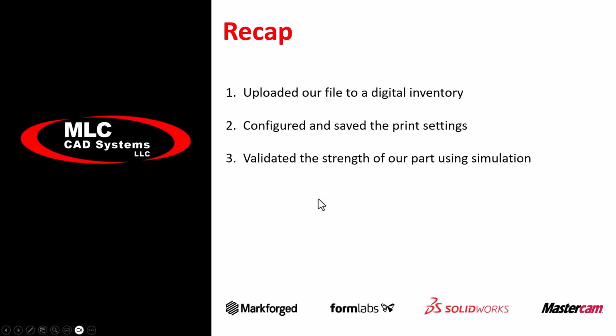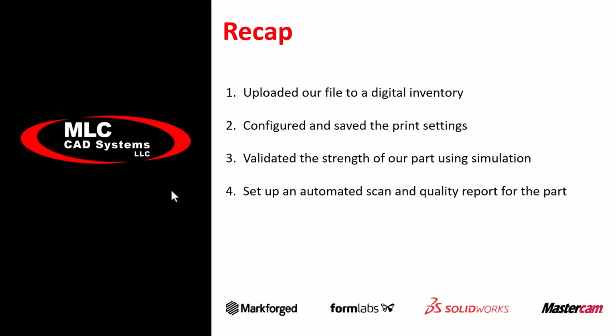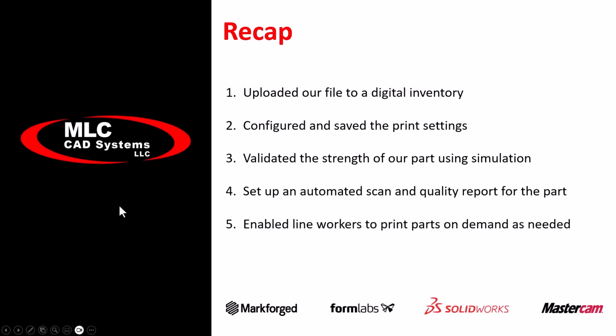Once we had our part set up, we ran through and validated the strength of our part using simulation, and we made sure that it was going to hold up through the situation that we were dealing with. Then we moved on to setting up an automated scan and quality report for this part that we can hand over to the quality team, and it gives us confidence that the geometry is all correct. And then the last step here was just enabling the line workers and the factory floor people to be able to print their own parts on demand as they need them by just giving them access to the stuff that they need to see and need to use.